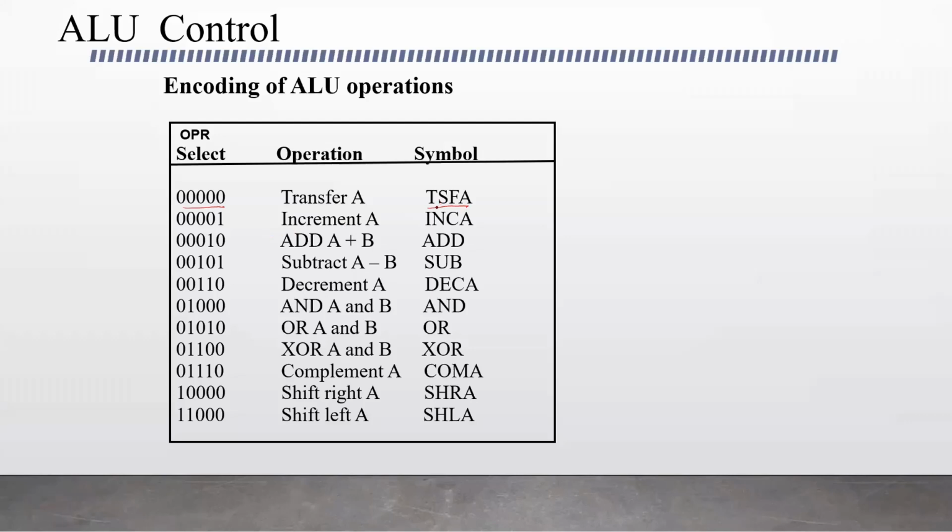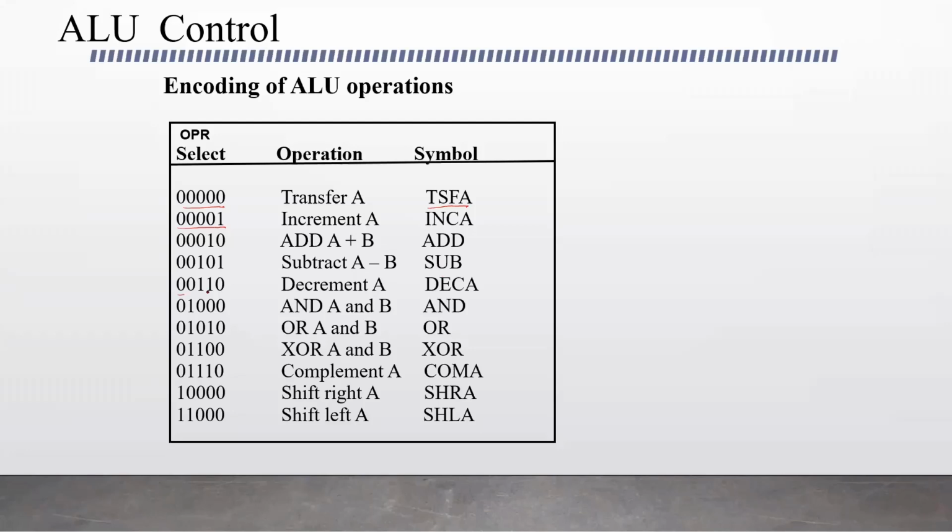And the symbol used is TSFA. And when the 5 bits of OPR are 00001, the operation performed is increment A. And 00010, the operation is addition. Addition of, we need 2 inputs, A and B. And when it is 00111, the operation performed is A minus B, subtraction.